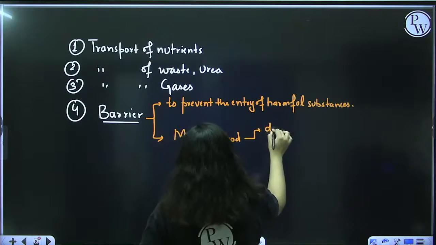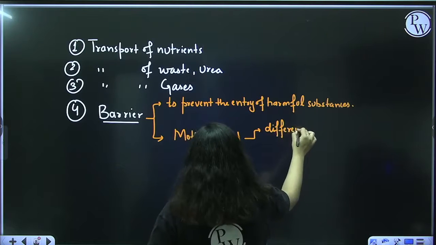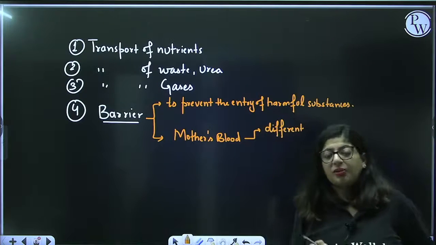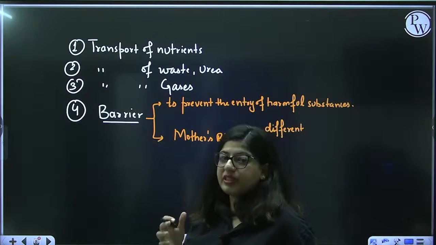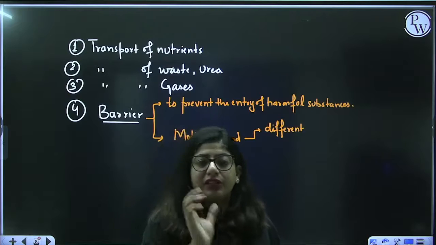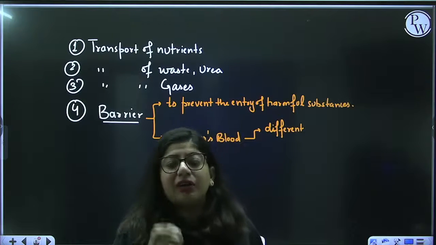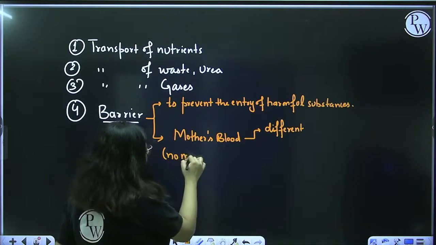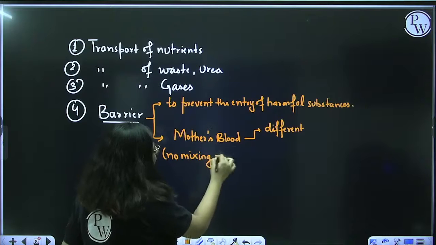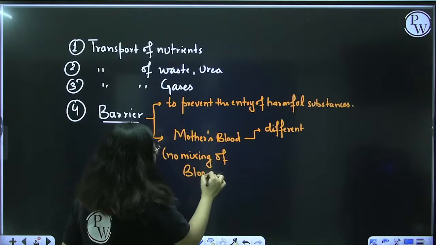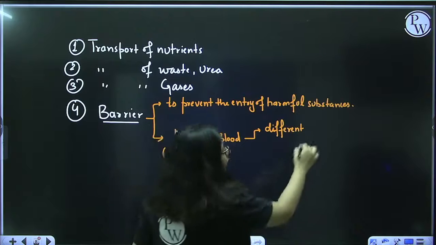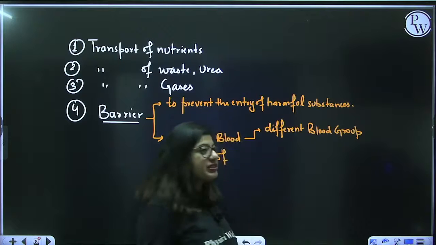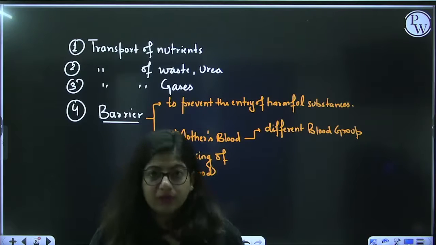The mother's blood can be of a different blood group. So if the mother's blood gets mixed with the fetus's blood, a problem will occur. But we don't want mother and fetal blood to get mixed. So when the fetus is in the womb, at that time there is no mixing of blood, right? So here we are preventing mixing of blood. So the placenta is acting as a barrier to prevent the mixing of blood. Why? Because the mother's blood may have a different blood group. That can be a reason. For example, if the mother's blood group is A and the fetus is O, there will be a problem, right?